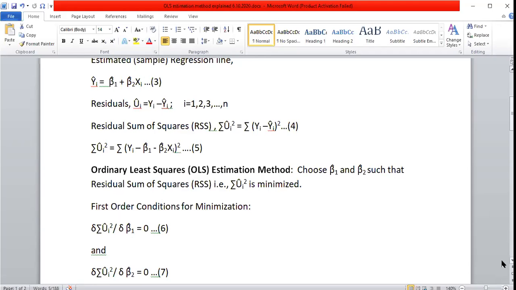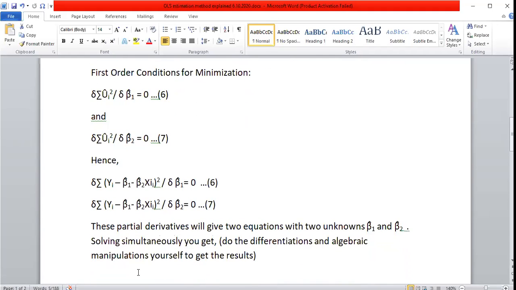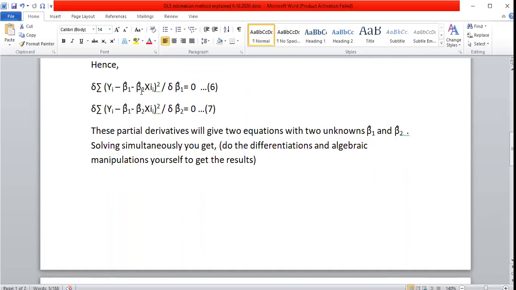Now if you know calculus, it's very easy. You partially differentiate this with respect to beta 1 hat and with respect to beta 2 hat, and set them equal to 0. Basically that's what you do: the residual sum of squares differentiated partially with respect to beta 1 hat, and with respect to beta 2 hat, set equal to 0. So you get two equations, and from those two equations you will find two unknown variables, beta 1 hat and beta 2 hat. Two equations, two unknown variables. These partial derivatives will give you two equations with two unknowns, beta 1 hat and beta 2 hat.